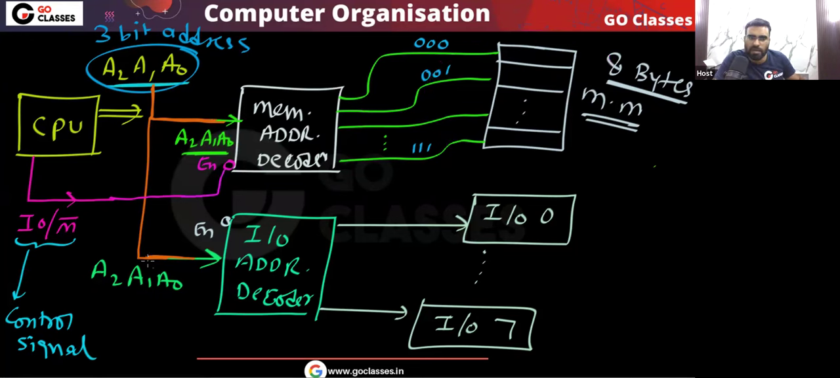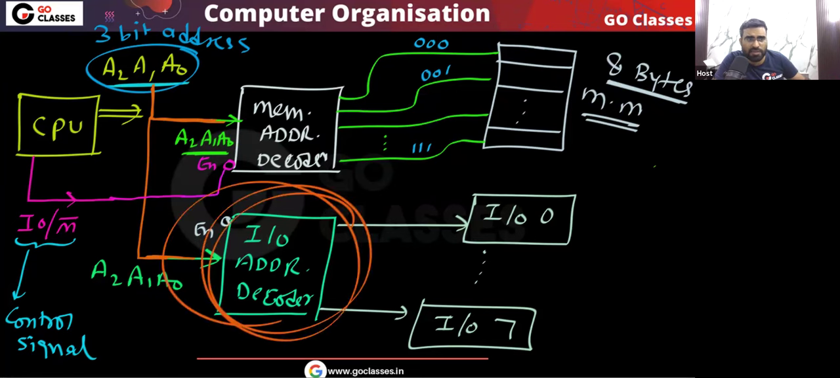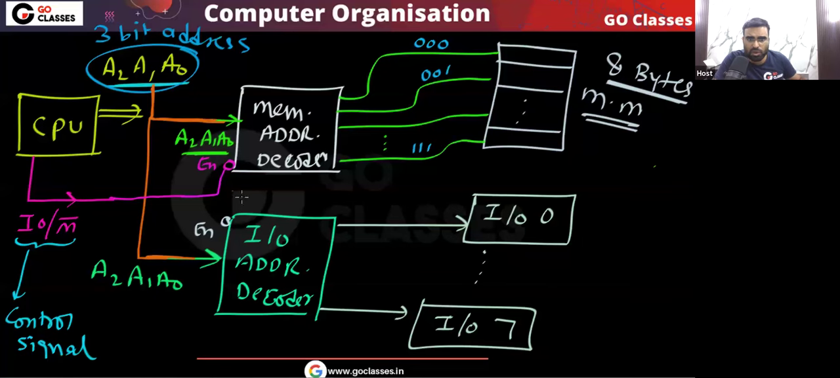Now, tell me when this IO address decoder should be activated. This decoder should be activated when the signal is 1. So what can I do? Tell me. Very simple. I can just put an inverter, a NOT gate, and then send the signal here. That's it. Now, did you notice what is happening?